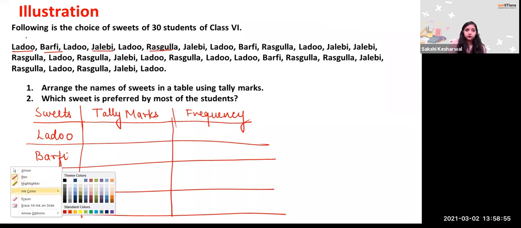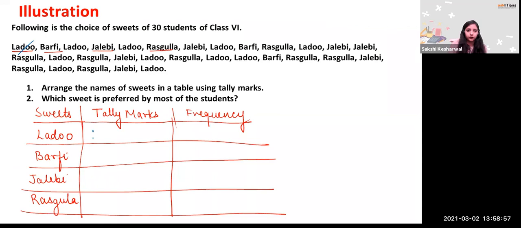Okay. Now it says laddu. Laddu is 1, right? Then you have barfi, 1. Then again laddu, 1. Then jalebi, 1. Then again a laddu, 1. Then you have rasgulla, 1. Then again jalebi, 1. Then laddu. See, most of you like laddu. I also like laddu a lot. Then you have barfi, right? Then rasgulla, right?